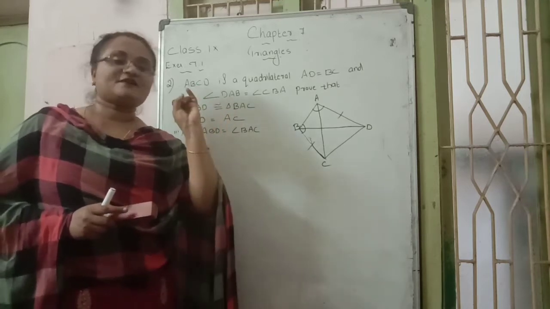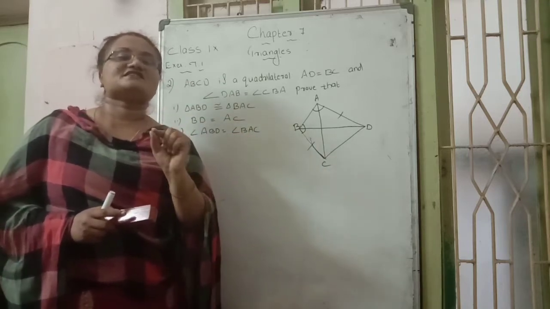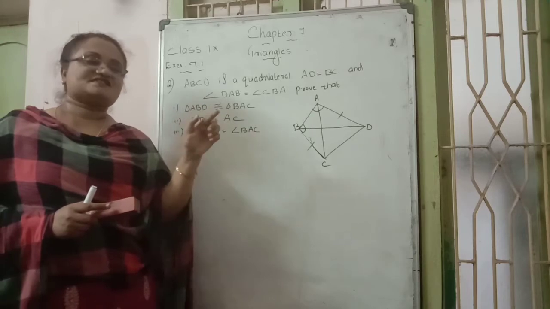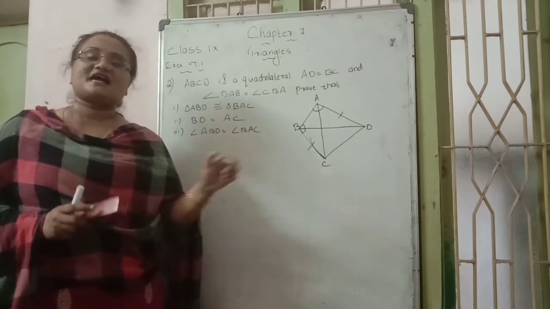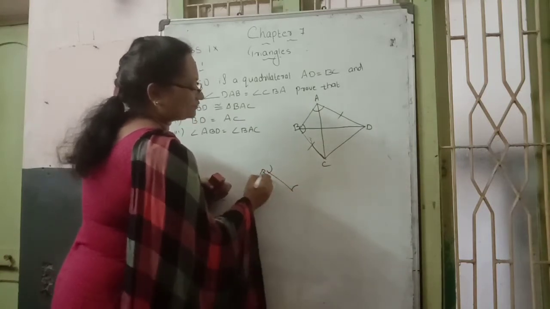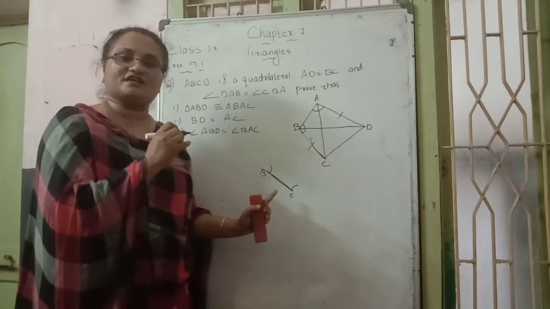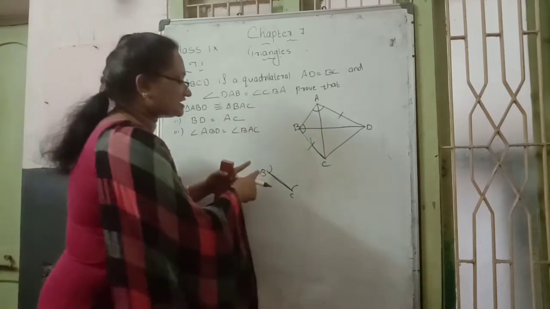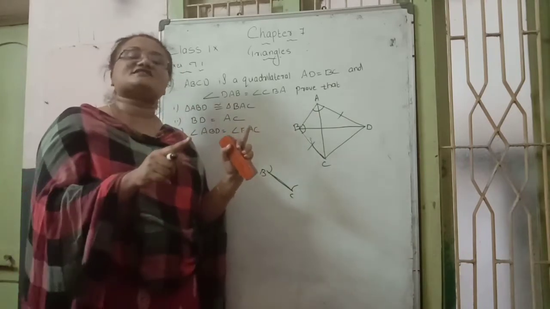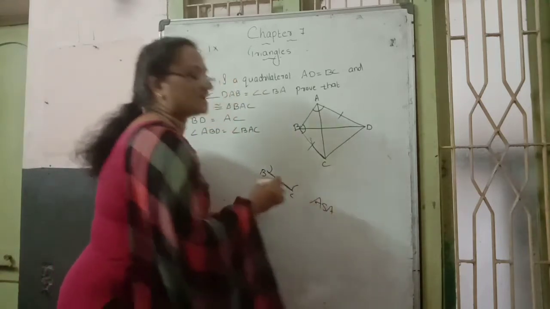The SAS property means two sides and the angle included between those two sides. Next, the ASA property means two angles, for example angle B and angle C, and the side included between them, which is side BC. So angle B and angle C with the included side BC. Two angles and their included side, we call it the ASA property.